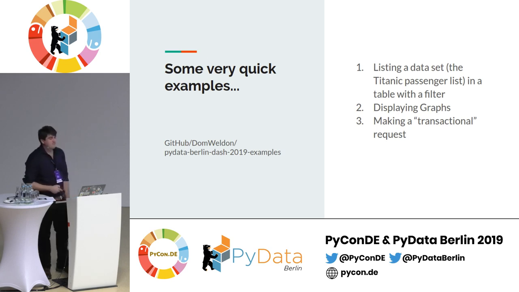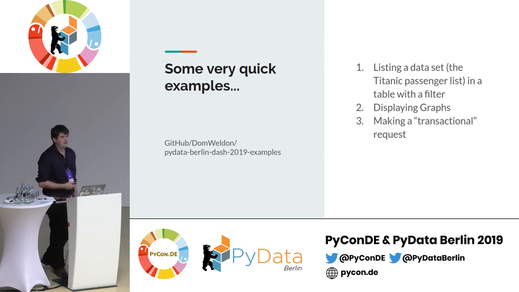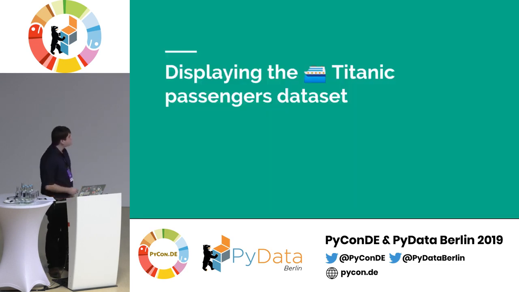I'm going to show 3 examples. One is just going to be listing essentially a data frame, but making it interactive. Another one is going to display a graph, because obviously Plotly are very well known for plotting. And then thirdly, we're going to explain what I mean by this transactional approach or transactional request before. And like I say, all of the examples are in this GitHub repository here. So if you want to take a look in more detail, then head over there.